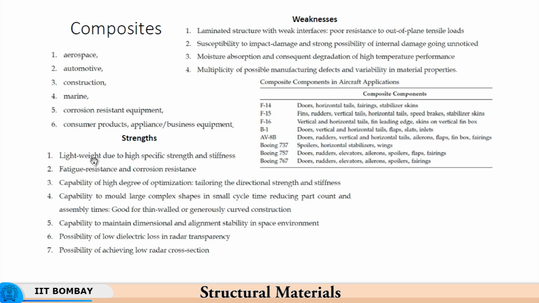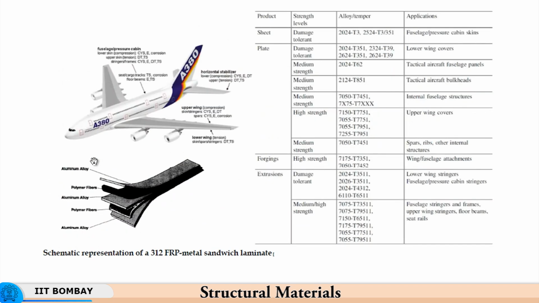Already these composite components are being used. In fact, they are being used increasingly in the aerospace sector because of the need to make the aircraft lighter and increase its range. So you have doors, rudders, ailerons, spoilers, fairings, and so on. So Boeing 737, 757, these are many models which we fly, and these are the ones where we are already using these composites.